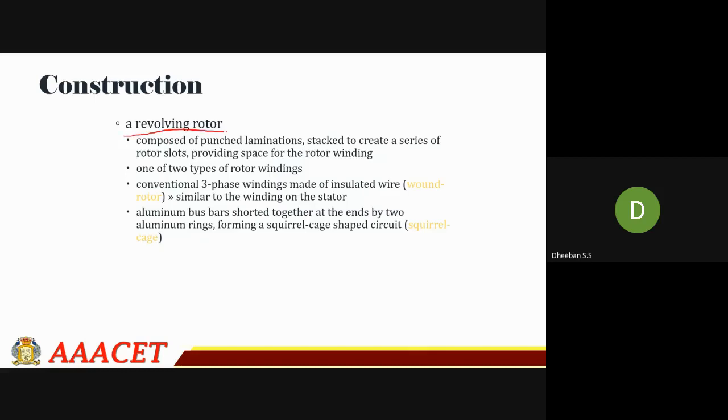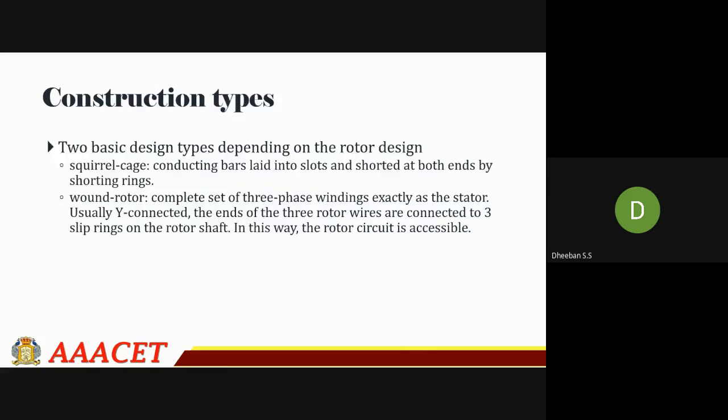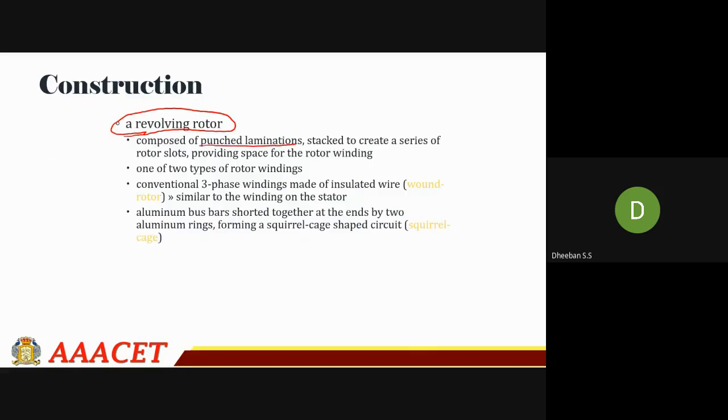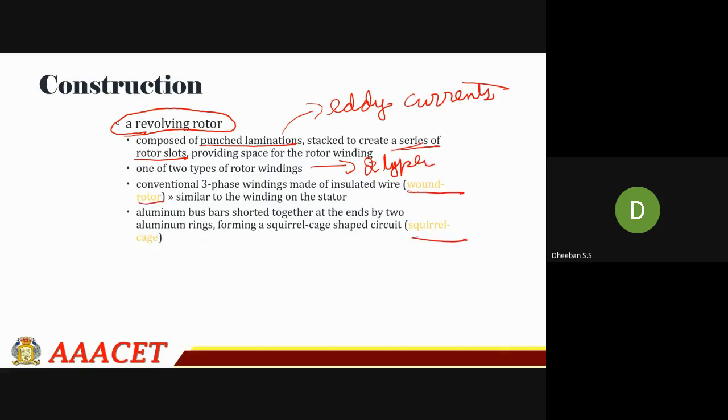Next, moving on to the rotor. Rotor is nothing but the revolving part. It is composed of punched laminations. This also will be having laminations. Again, the purpose is to limit your eddy currents. So here also it will be stacked, but the stacking will be in a series of the rotor slots. The rotor will again be of two types, starting with your wound rotor and another one is your squirrel cage rotor.